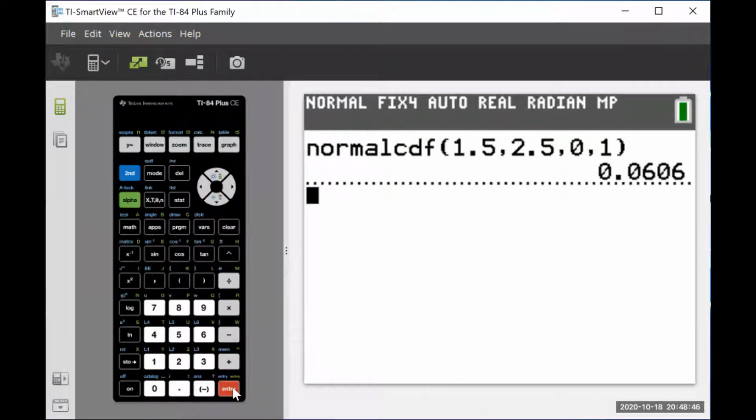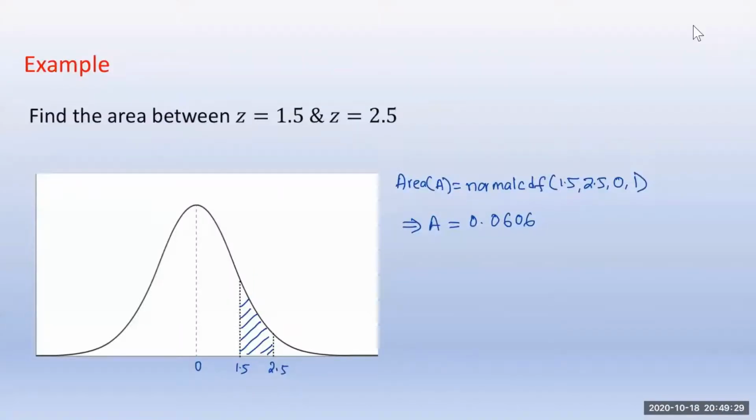The result is 0.0606. So using the TI-84 calculator, we got the area between these two values, and it is equal to 0.0606.